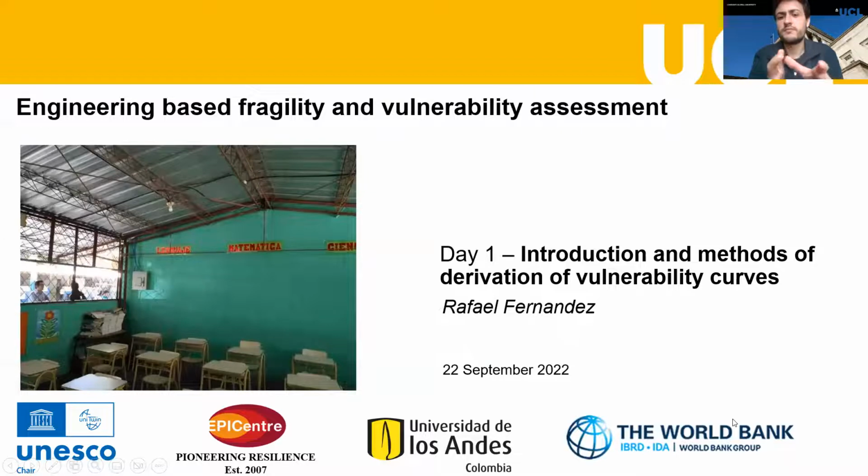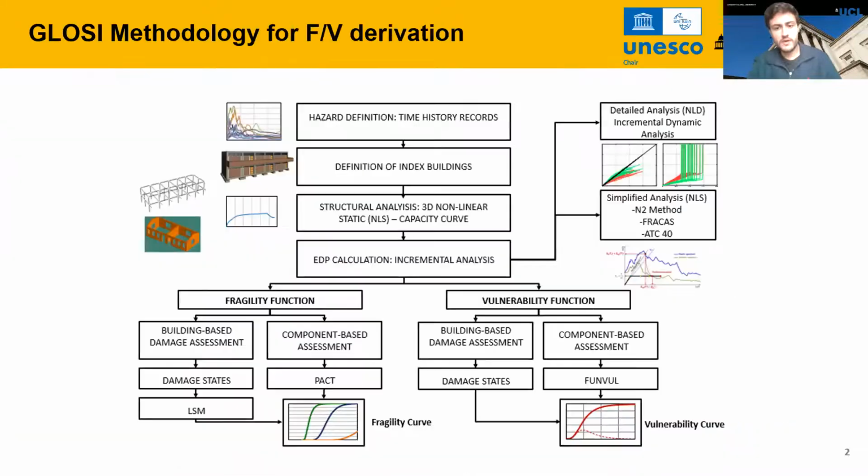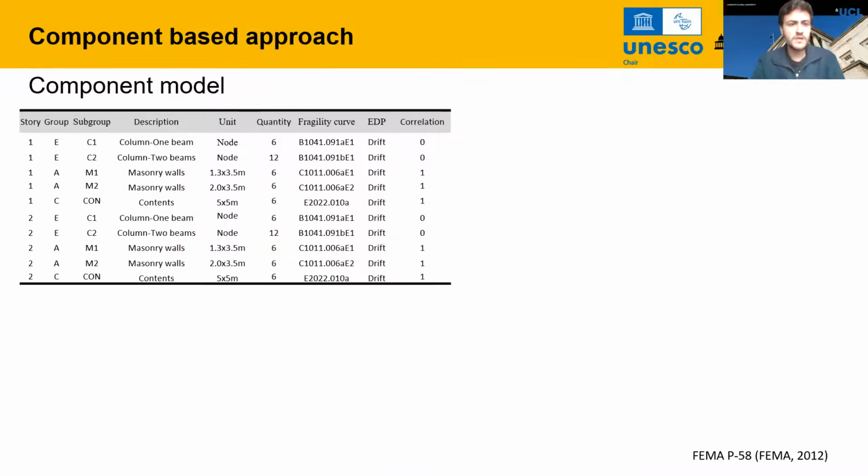These are the different methods to derive the vulnerability function. So Rohit already showed us how to develop these engineering demand parameters, and Hasana presented how to pass from these demand parameters to the fragility curves. So now I'm going to explain the last part of the methodology, that's the vulnerability function. As I mentioned previously, there are 2 ways of obtaining these vulnerability functions. The first one is the component-based assessment. And I'm going to start with this one, that is the most detailed one, and I will just explain it very fast.